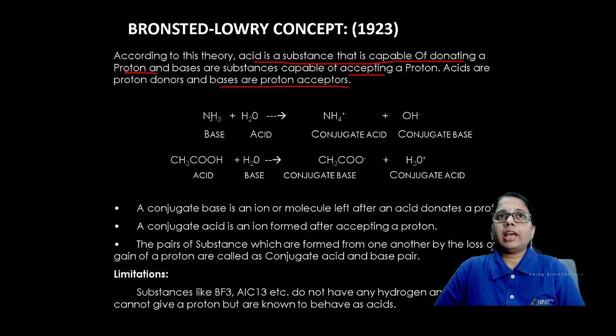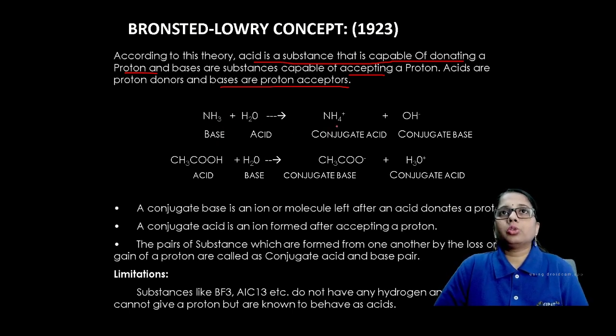They have given one example for this: ammonia in water. If you see how this is going to work, it involves donating a proton and accepting a proton. Ammonia is a base. This base is going to be converted into a conjugate acid, and OH minus is a conjugate base. Similarly, if you see the acid CH3COOH in water, it is going to give you a conjugate base, that is CH3COO minus.